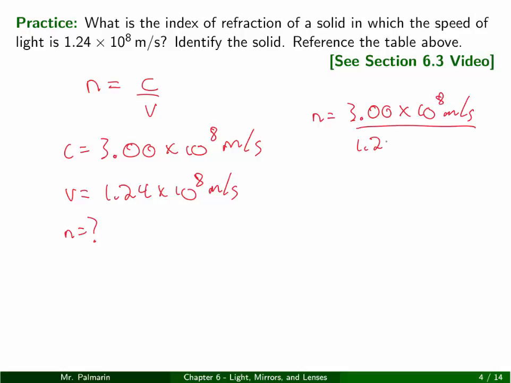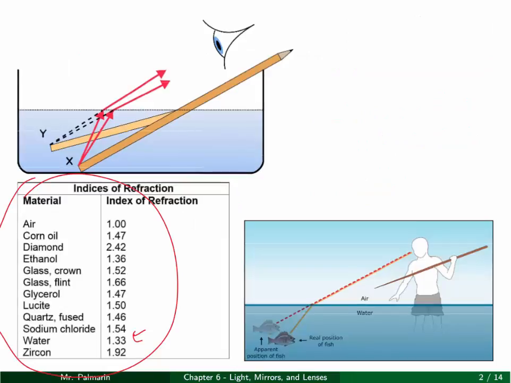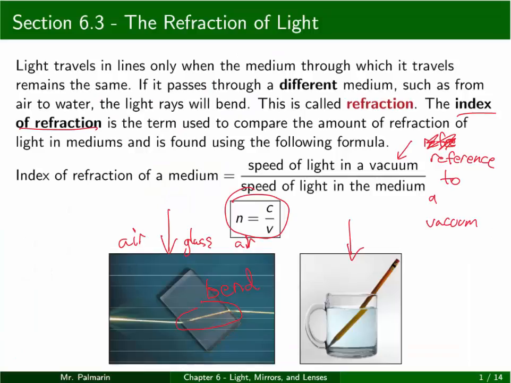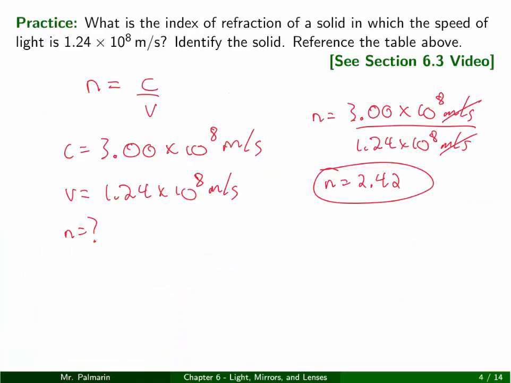Here we go. You just do this division. Notice how units cancel off, and you're left with a small number, and that will be 1.24 times 10 to the 8. It is 2.42. Then you reference your table. Which one has an index of refraction of 2.42? You see it screaming out at you right away. That is diamond. Game over. Okay, therefore, this is diamond.